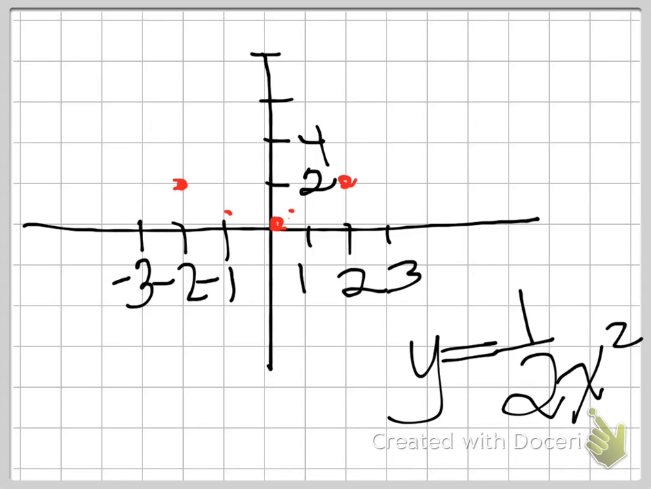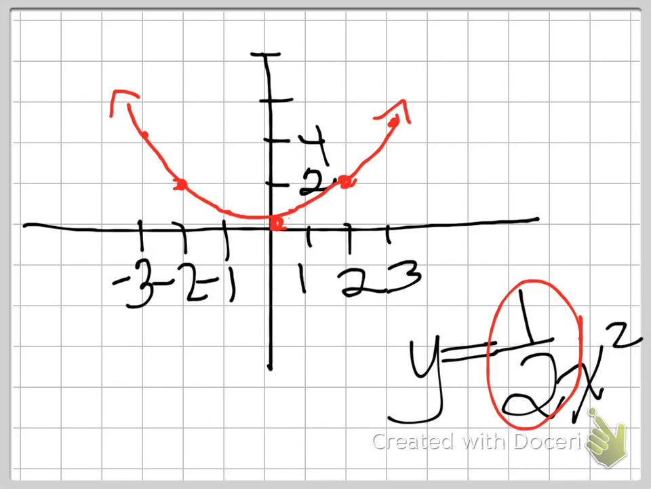And what happens at 3? 3 squared is 9, and 9 times 1/2 is 4.5. So we can say right about here. And notice here, it's wider. So we can conclude that when the factor in front of x squared is a fraction less than 1, it's going to make the parabola wider. And when the absolute value of the factor in front of x squared is greater than 1, it's going to make it narrower.